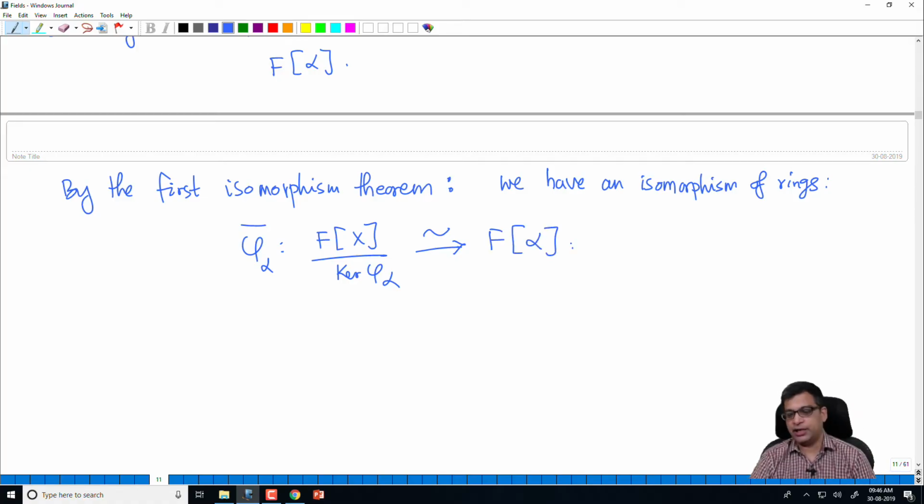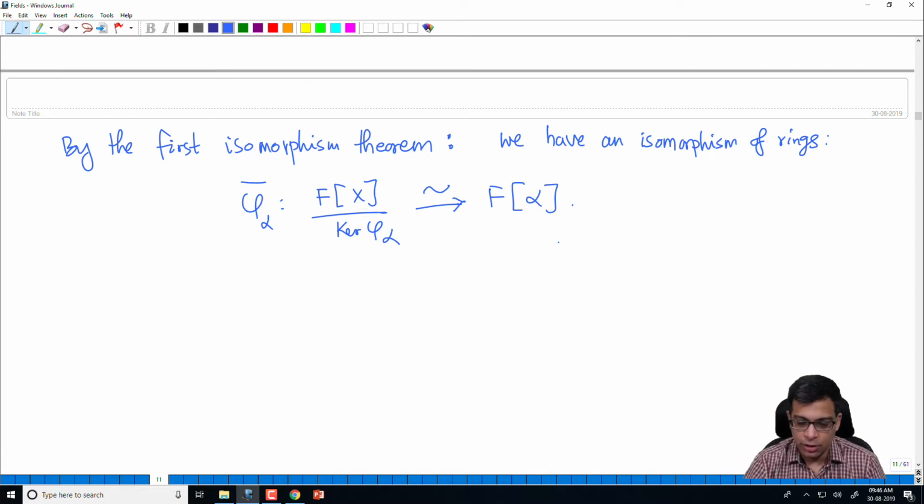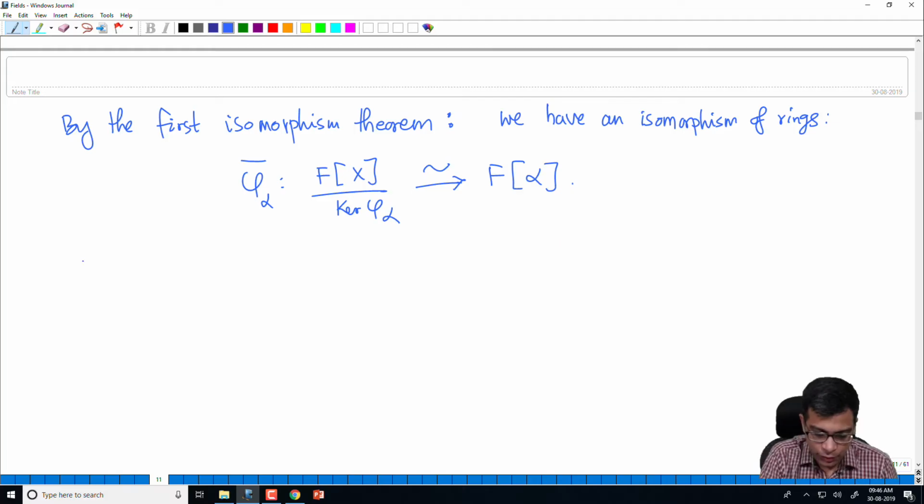This is exactly the isomorphism theorem, which says that if you have a ring homomorphism, the domain mod the kernel is isomorphic to the image. So F[x] mod the kernel is isomorphic to the image, which is F[alpha]. Okay. Now we are going to consider two possible cases. Case 1, alpha is algebraic over F.